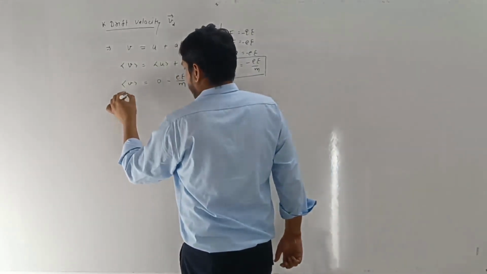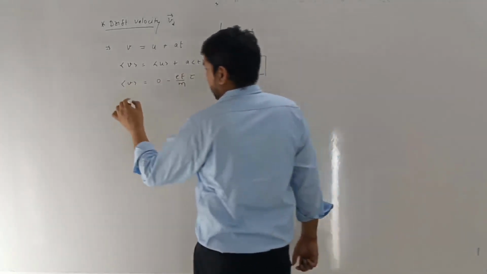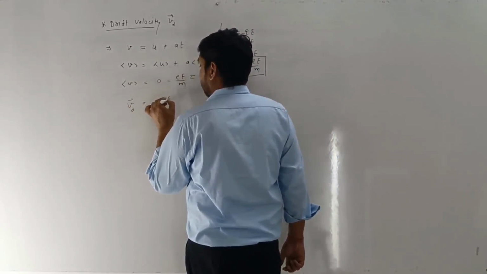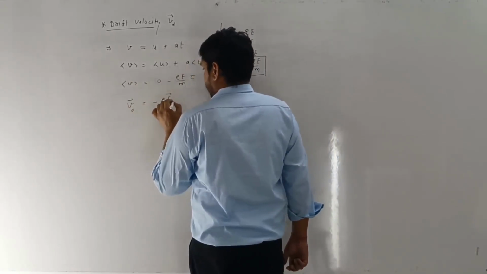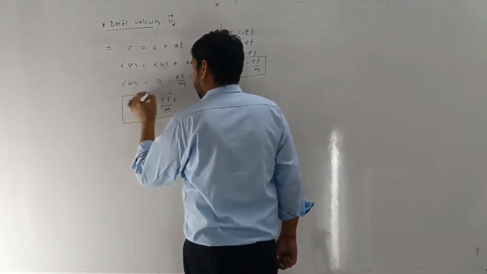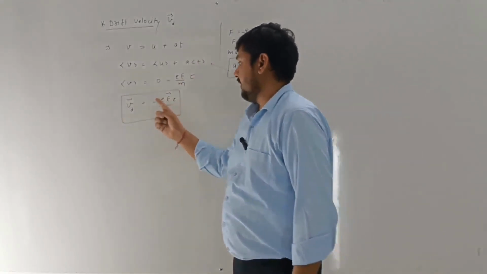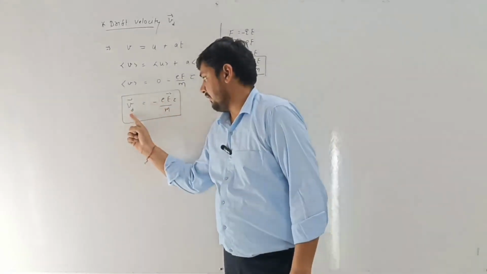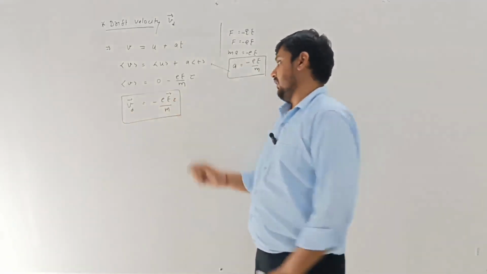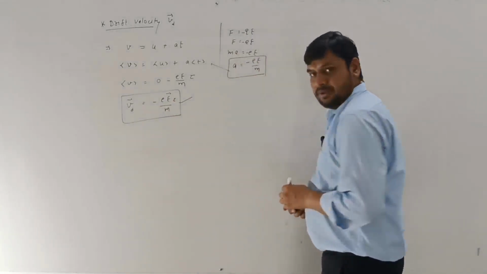So the final average velocity, the drift velocity, is equal to minus eE tau by m. This is the drift velocity, and this is the vector form of drift velocity. This negative shows that the drift velocity is in the opposite direction of the applied electric field. Okay, we must know this formula, which is very important.